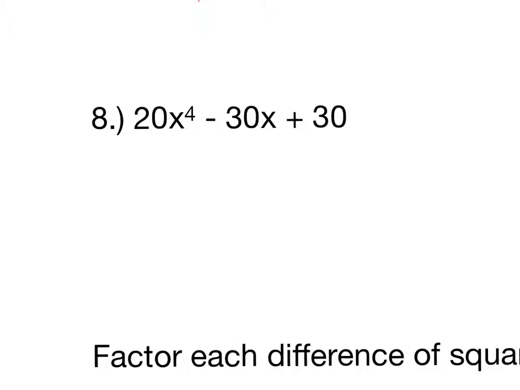All right, so we look for the greatest common factor first in the coefficients and constants. So if we look at the coefficients and constants of this trinomial, we have 20, 30, and 30. Greatest common factor of 20, 30, and 30, the biggest number that we can divide 20, 30, and 30 by and still get a whole number as our answer is going to be 10.